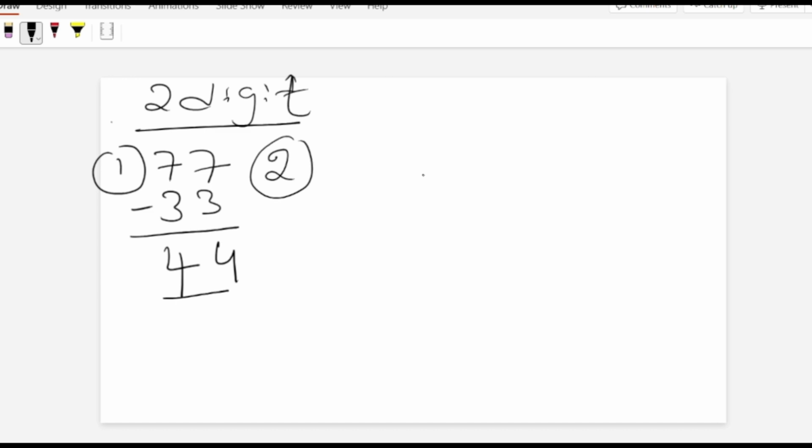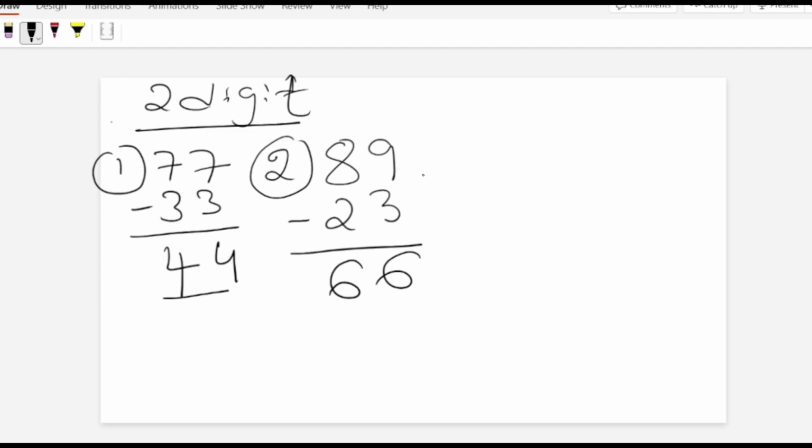Second example, 89 minus 23. Subtract 3 from 9: 3, 4, 5, 6, 7, 8, 9. Here it comes 6. 8 minus 2, how much? 2, 3, 4, 5, 6, 7, 8, 6. The answer is 66. Okay. Let's go to the third example.